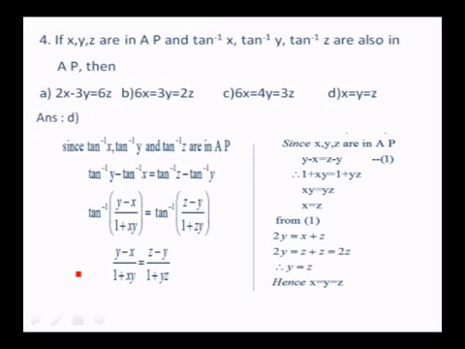In inverse trigonometry, you have learned the formula tan inverse x plus tan inverse y is equal to tan inverse of x plus y over 1 minus xy, or tan inverse x minus tan inverse y is tan inverse of x minus y over 1 plus xy. So let us use that formula. Tan inverse x, tan inverse y and tan inverse z are in AP. Therefore, tan inverse y minus tan inverse x is equal to tan inverse z minus tan inverse y. So apply that formula. Tan inverse of y minus x over 1 plus xy is equal to tan inverse of z minus y over 1 plus zy.